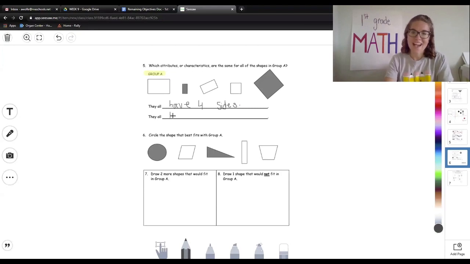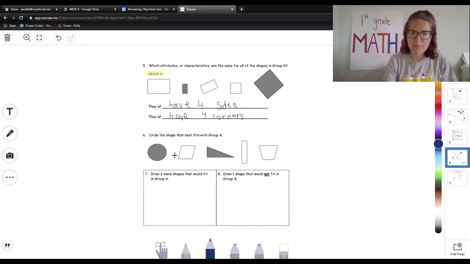They all have, how many corners do they have? 4. They all have 4 corners, or you learned before in your video, vertices. They all have 4 vertices. Okay, good. Okay, they're not all the same size, really. This one is pretty big. This one is pretty small. That's okay. Okay, so look at the next part.